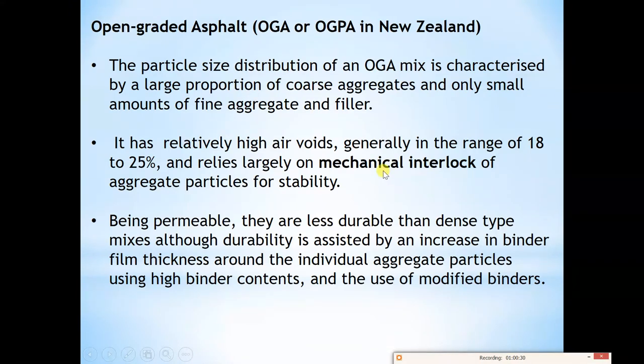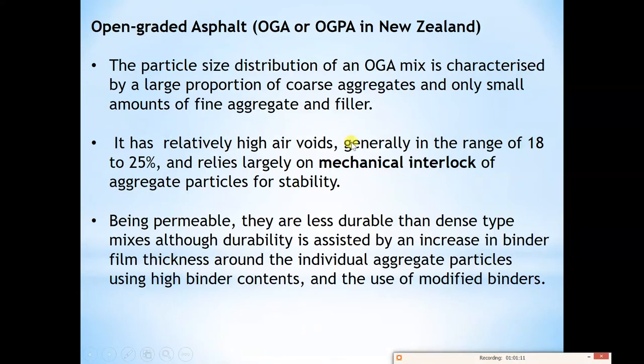But because in this one there's not much filler and not much fine aggregate, there's not much bitumen. It's only used to coat the aggregates. So most of the strength is derived from mechanical interlock, the friction of all the aggregates pushing against each other. Then the bitumen catches the aggregates and provides the adhesion to join them into one structure.